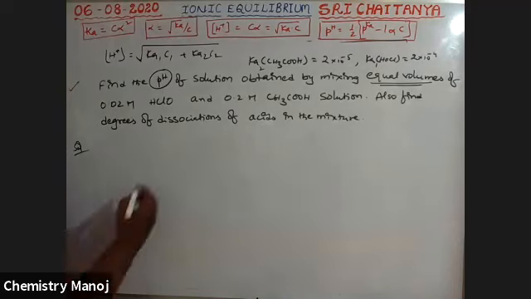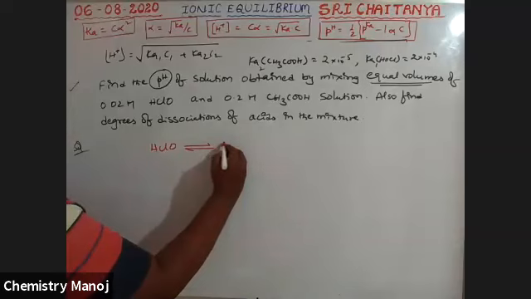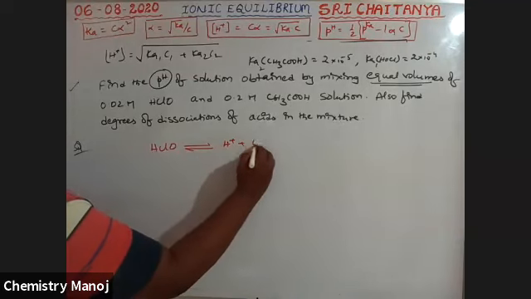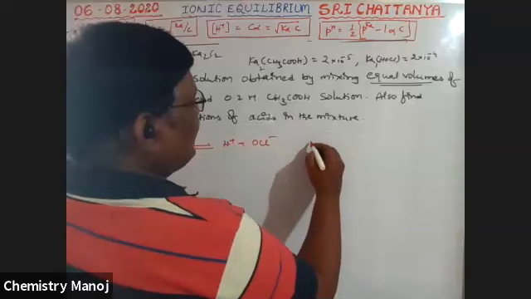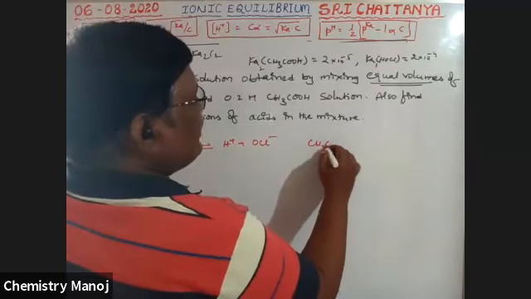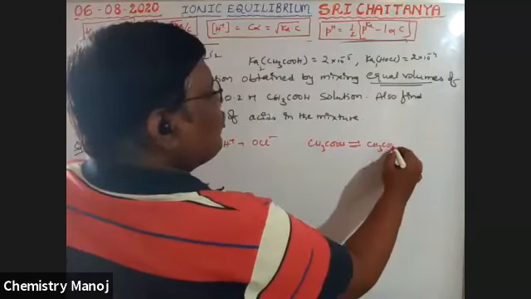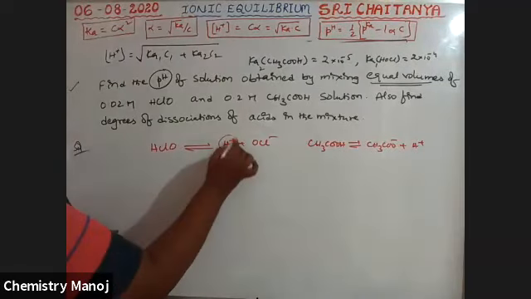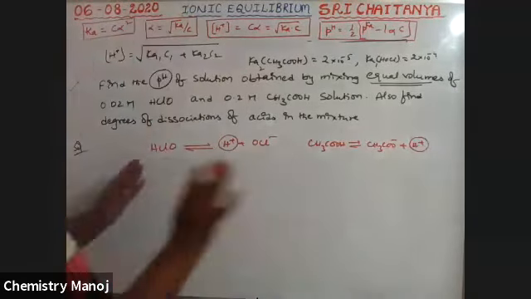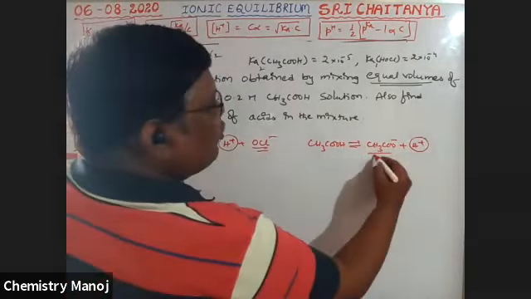See here, HOCl is dissociated into H plus ion concentration and OCl minus concentration. Next, another one. This is also mixed: CH3COOH is reversible with CH3COO minus concentration plus H plus concentration. Here the H plus concentration and there the H plus concentration are both combinedly taken. But here the OCl minus concentration is there, and here the CH3COO minus concentration is there.